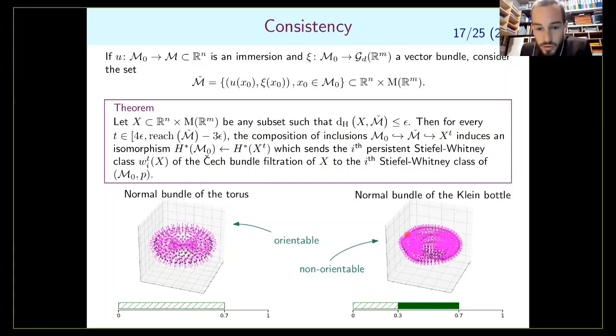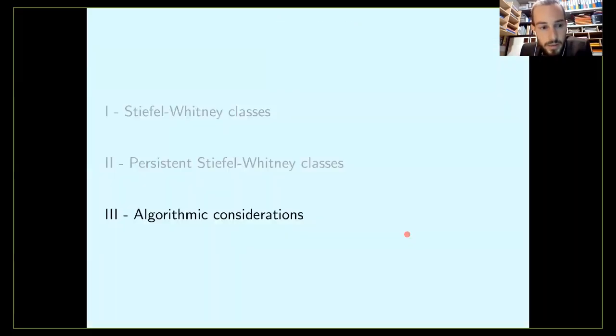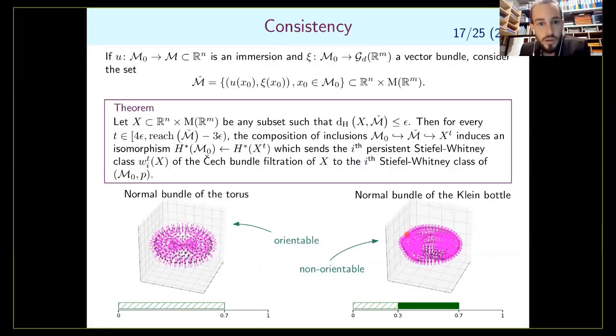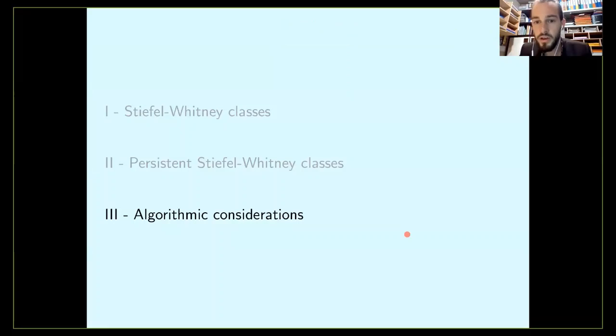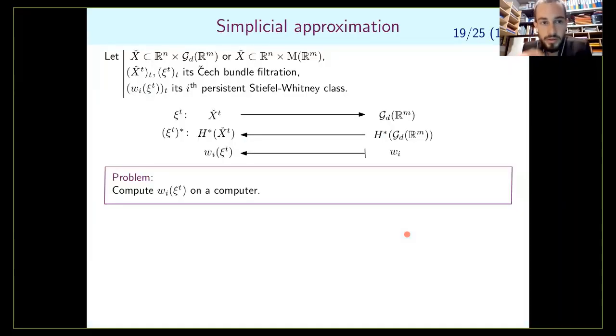Okay, so we can talk about algorithms now. So actually, these two results really are direct consequences of the definition. What is a bit more complicated to do is to build an algorithm that would give us these lifebars. So we have to talk about simplicial approximation.